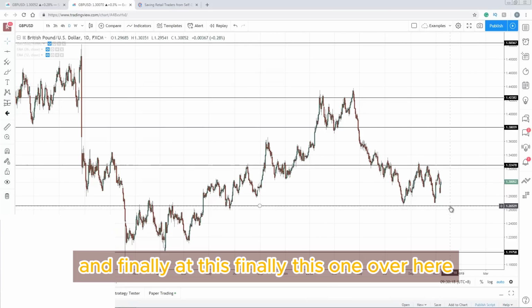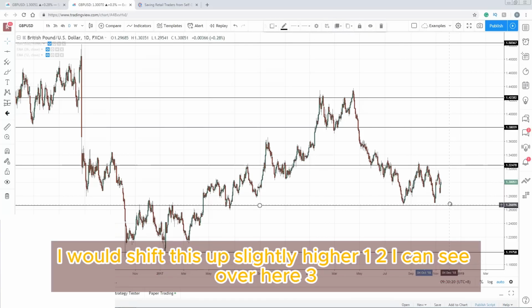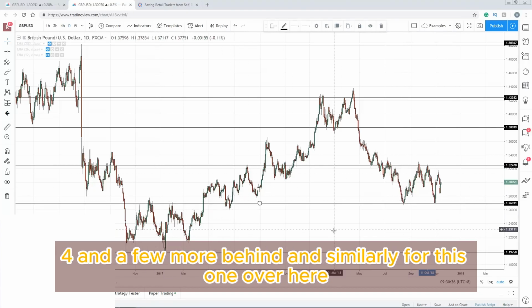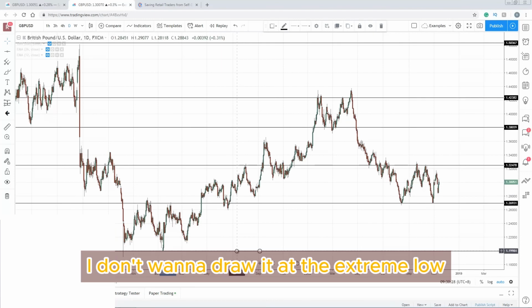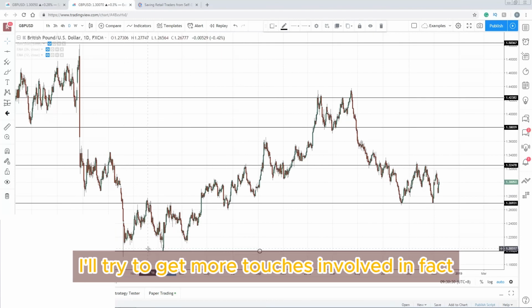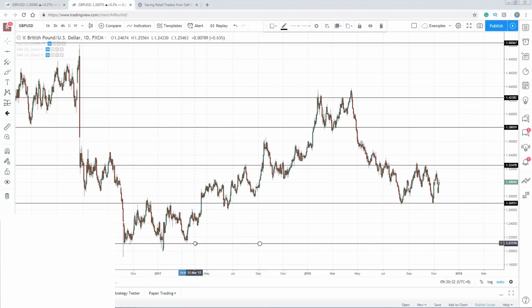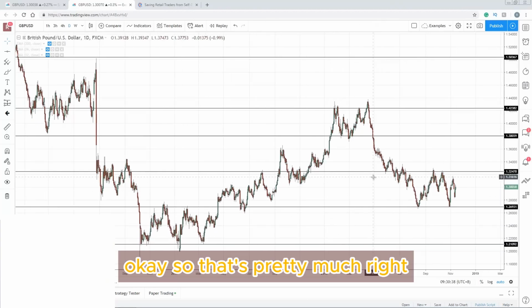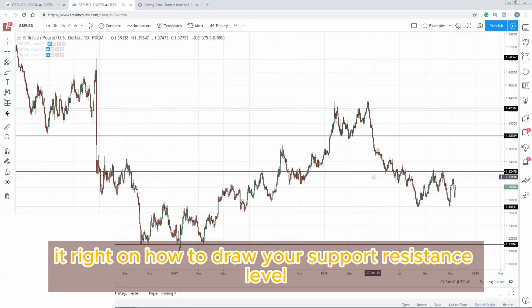And finally, this one over here, I would shift this up slightly higher. 1, 2, right, I can see over here 3, 4, and a few more behind. And similarly for this one over here, I don't want to draw it at the extreme low. I'll try to get more touches involved. In fact, up here, I can get this one involved as well. 1, 2, 3, and 4. Okay, so that's pretty much how to draw your support resistance levels.